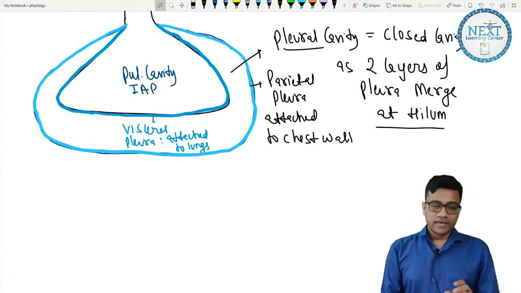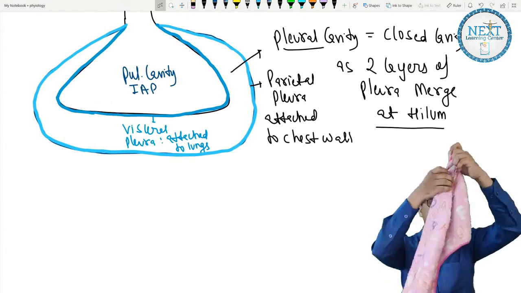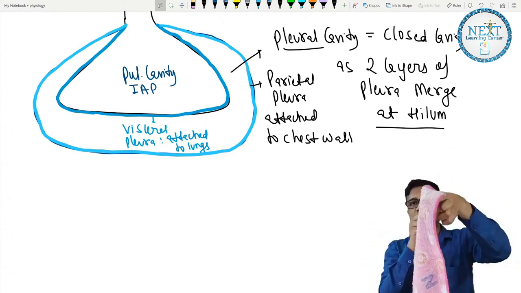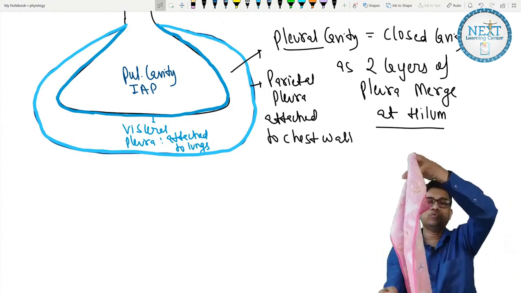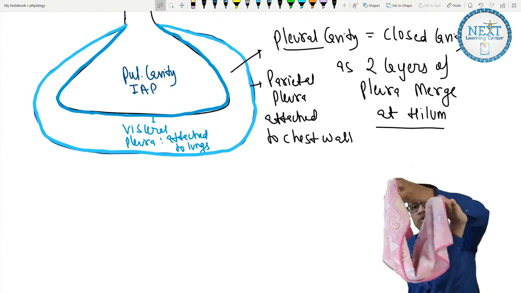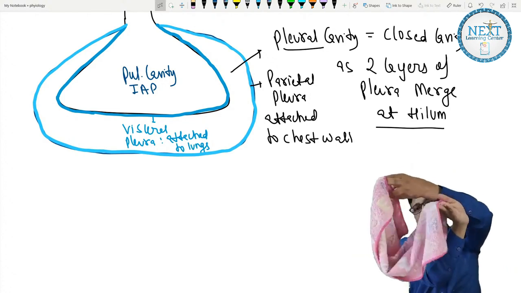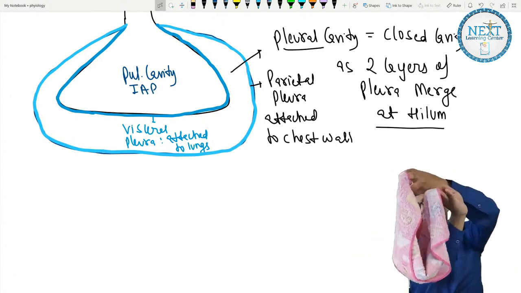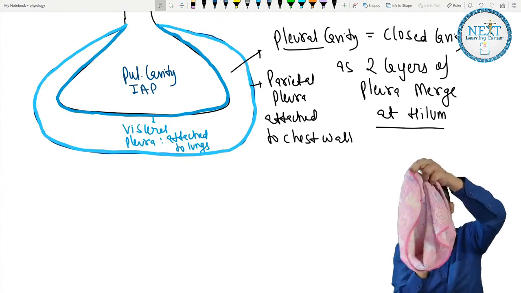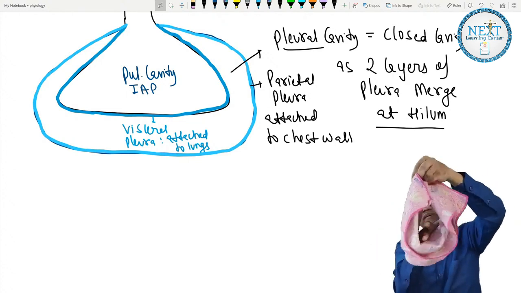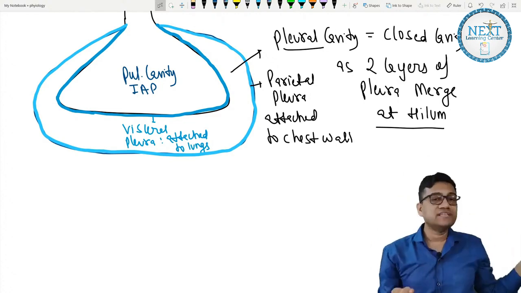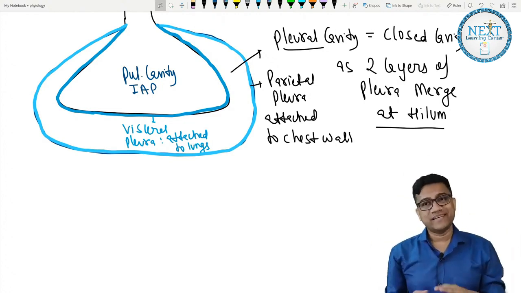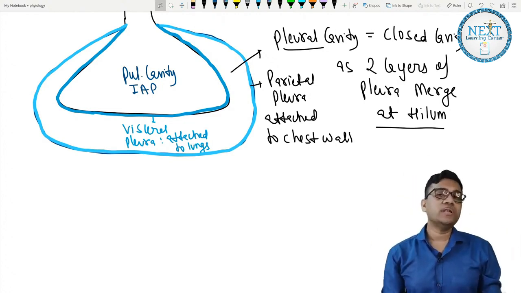Imagine this is pleura. One layer you attach to the lungs, and then you keep folding and the other layer you attach to the chest wall. So you have a cavity between the two layers, and this cavity seals at the hilum. Therefore this cavity is a closed one. It doesn't have an opening or exit. This is called the pleural cavity.